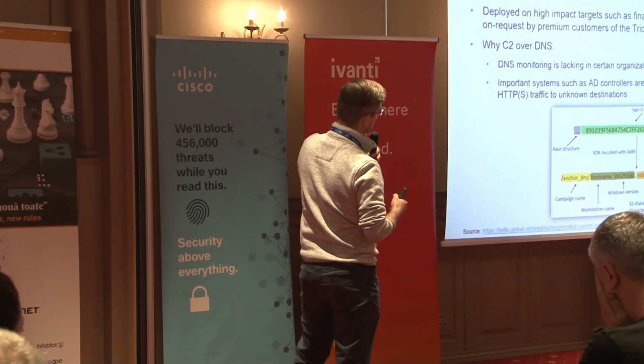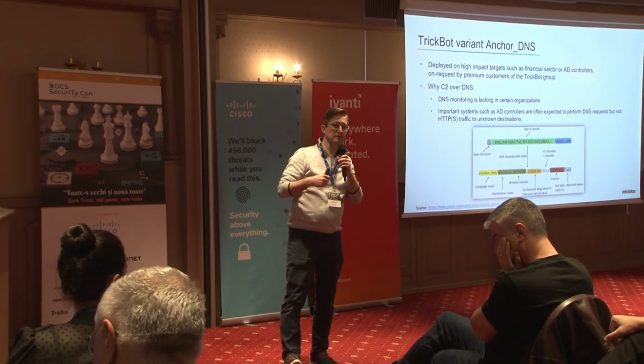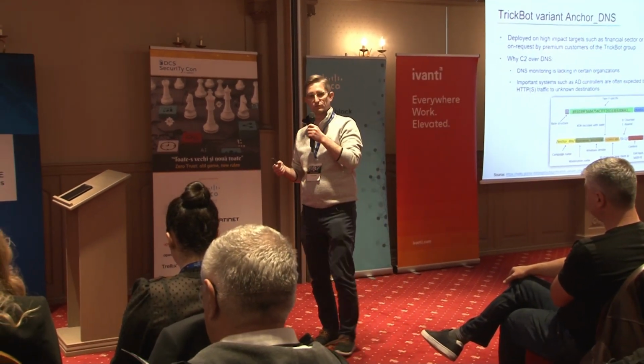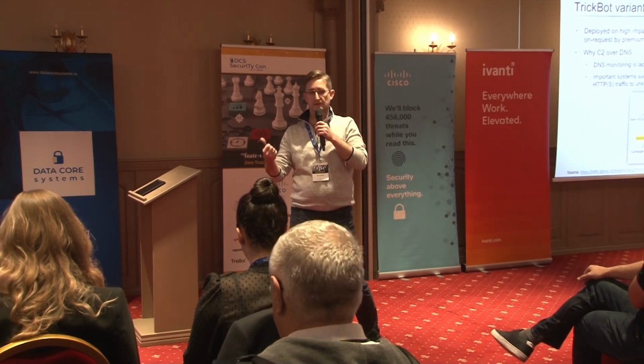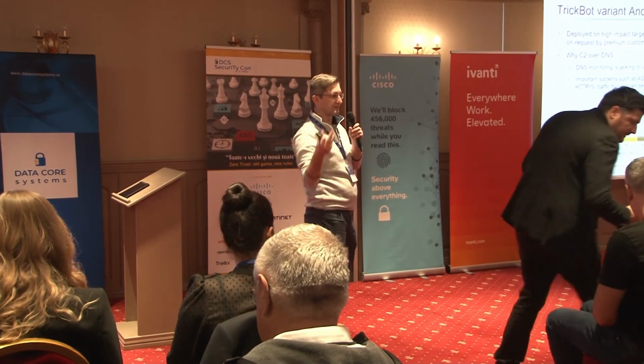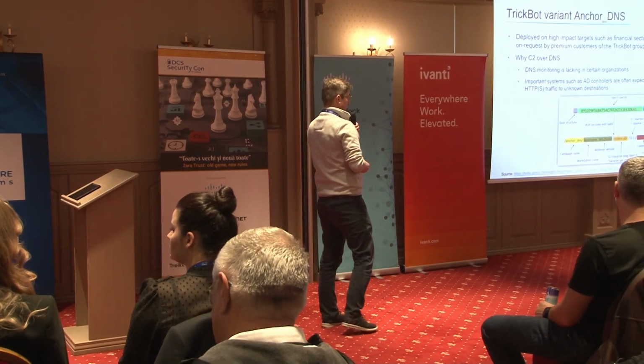Typically, TrickBot was using command and control over HTTPS, but if they infect a computer which is of high value, and from their perspective it would be any computer in the financial sector, or for example, any Active Directory controller in any sector. Why C2 over DNS in this case?